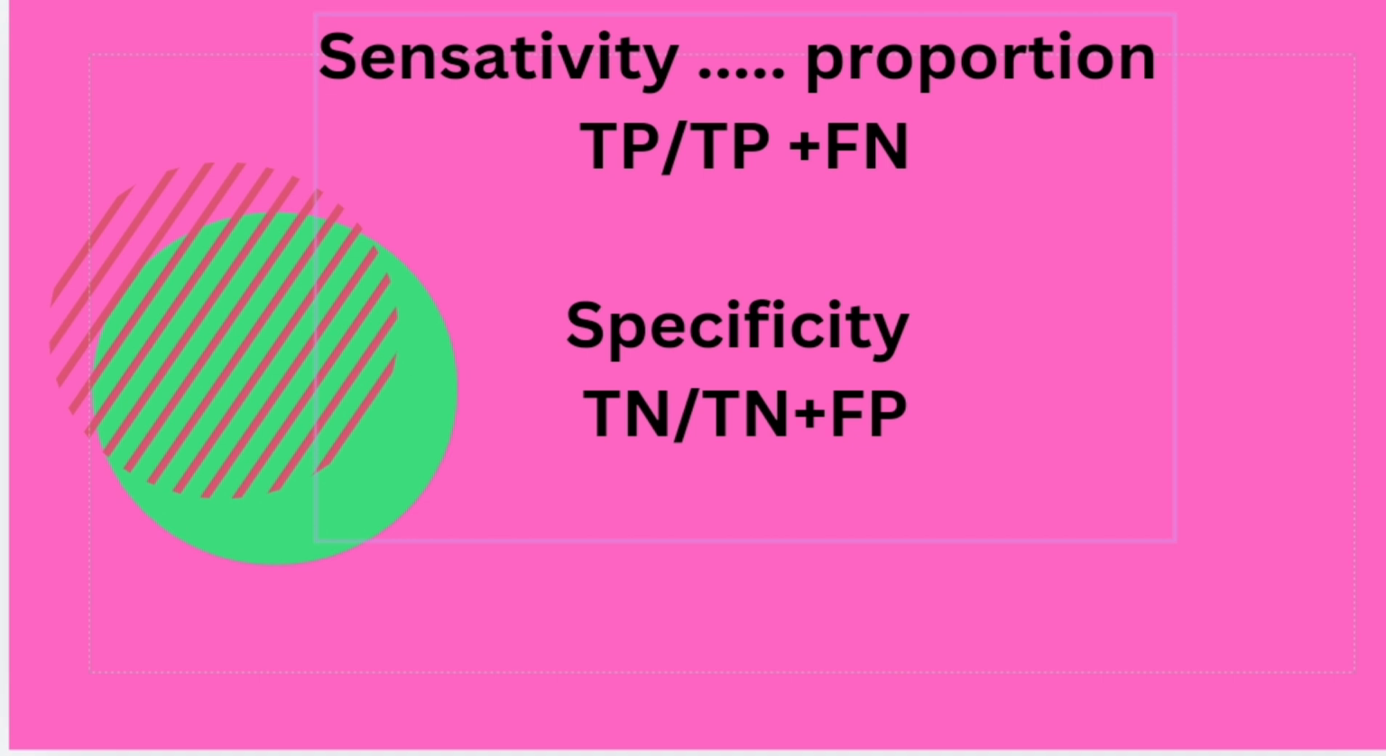Then another term which we come across is sensitivity. For sensitivity, we will encounter the word proportion in the exam. That is, what proportion of the people have a positive test if they have the disease. So the formula is true positive divided by true positive plus false negative. So false negative is different here from positive predictive value. And specificity is true negative divided by true negative plus false positive. So again, it is different from negative predictive value by false positive.